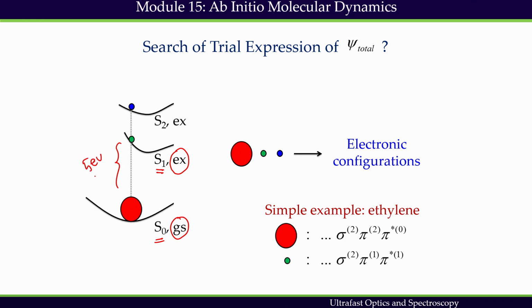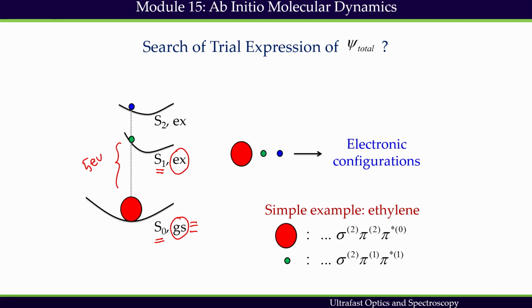So if they are well separated, then one can easily assume that, if the system is in the ground state, the total electronic wave function adopts mostly a single electronic configuration. To understand this, we can take an example of ethylene.